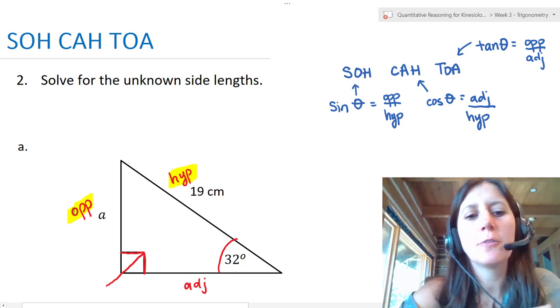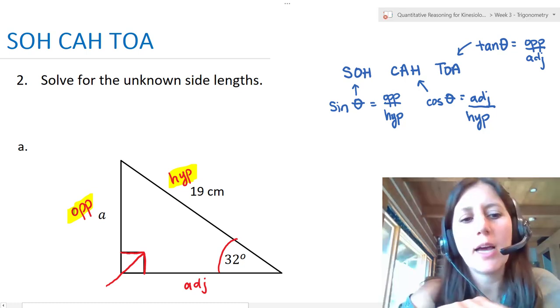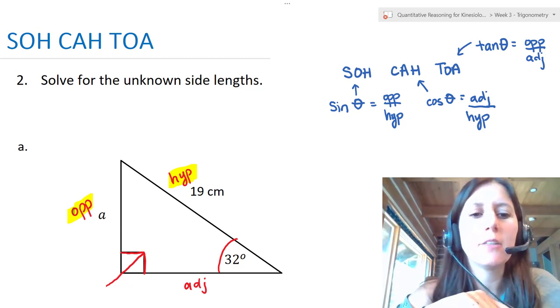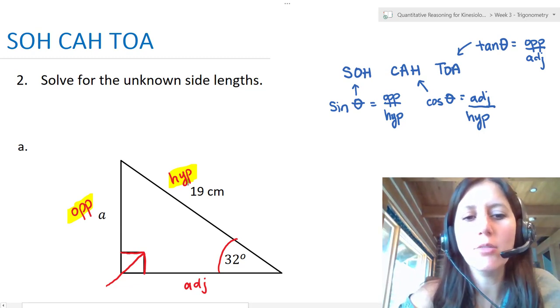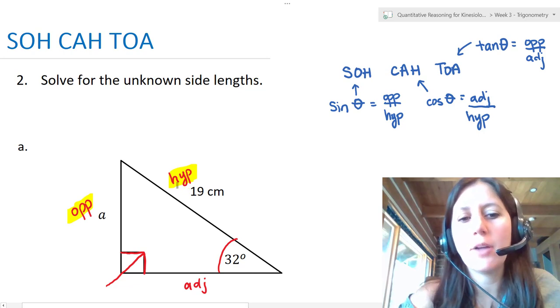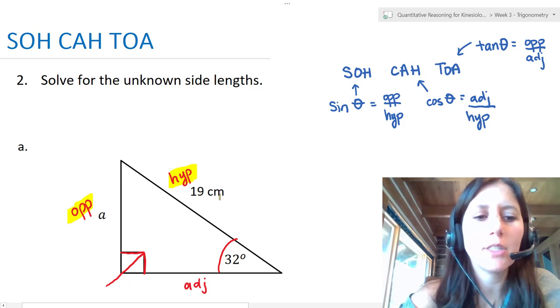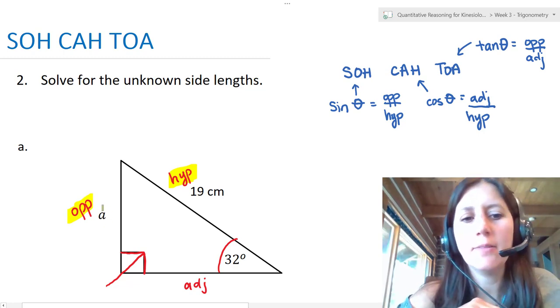Okay, so your first step in these questions is to label adjacent, opposite, and hypotenuse. Your second step is to identify which is the side that you know. In this case, it's the hypotenuse because you know it's 19 centimeters. And which is the side that you want to know. In this case, it's the opposite because they asked us to find A.